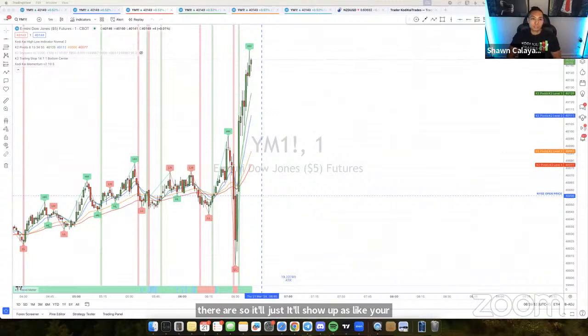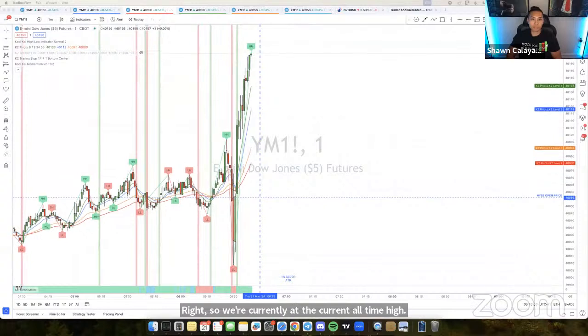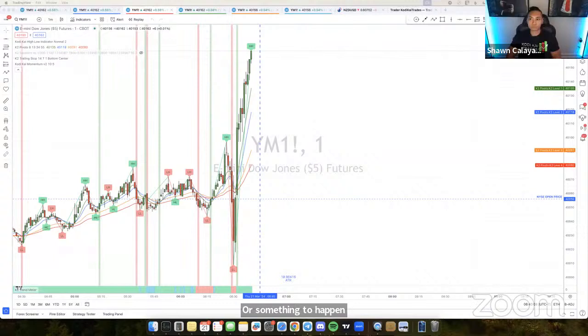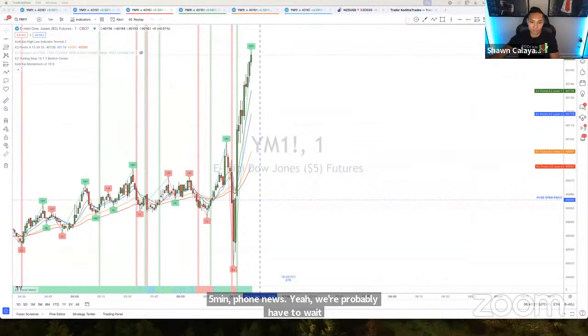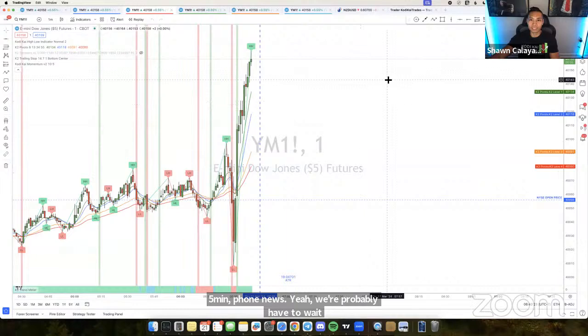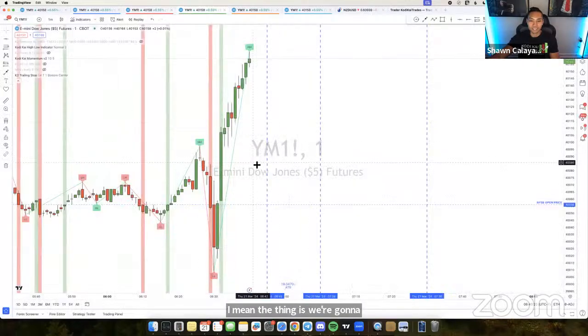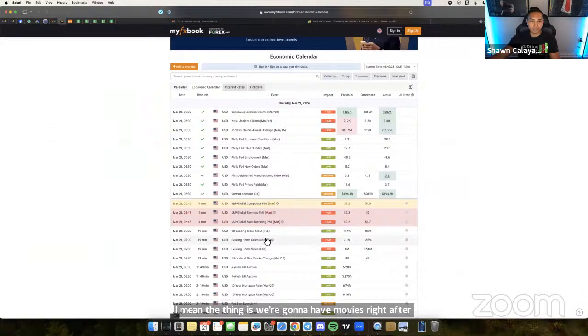All right, so we're currently at the current all-time high. There's no double body, no double wick. Again, we're just waiting here, per usual, for something to happen. Five minutes till news. Yeah, we're probably going to have to wait for news to pass. I mean, the thing is, we're going to have news right after each other. We got news at 6:45. We had news at 7. So we'll see what happens here.